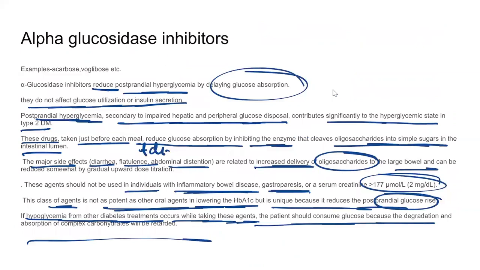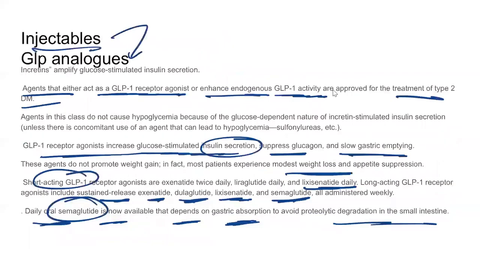Then alpha glucosidase inhibitors, again a good class of drug. Basically, the important thing about them is they lead to diarrhea, flatulence, and abdominal distension. They are contraindicated in patients with IBD, and if any patient on alpha glucosidase inhibitors develops hypoglycemia, then the treatment should be glucose only, no complex carbohydrate, no sucrose, no oligosaccharide. In injectables, we have GLP-1 analogs.